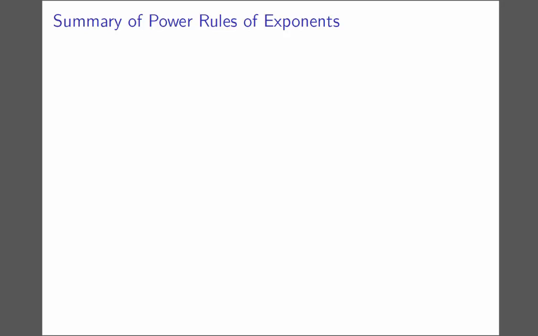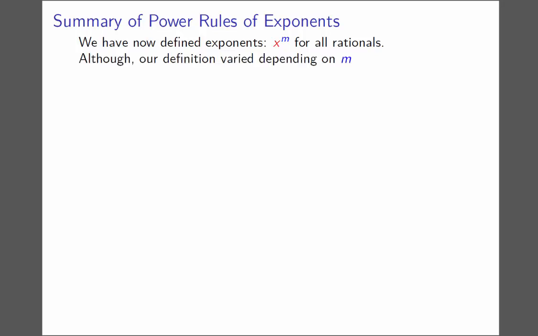We have learned a lot about exponents. Let's take a moment to summarize what we've seen. We have now defined exponents x to the m for all rational numbers m, although our definition varied depending on what m is. In the beginning, if m was a positive integer, then x to the m means x times x times x times x, m times.